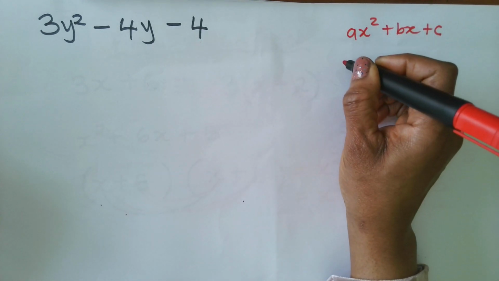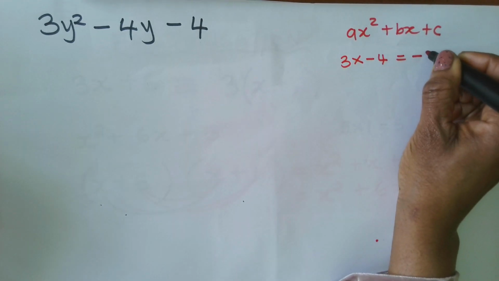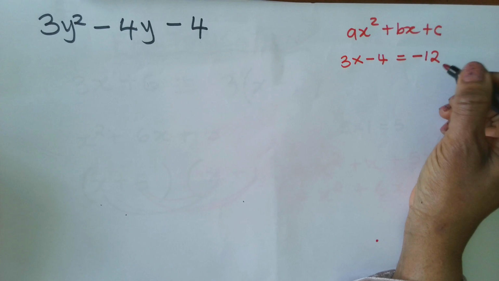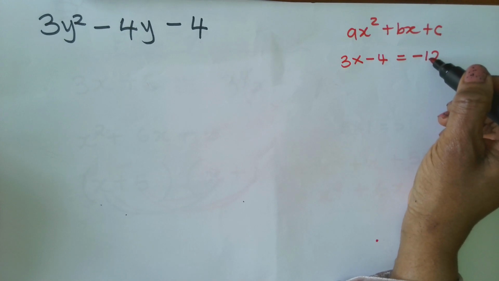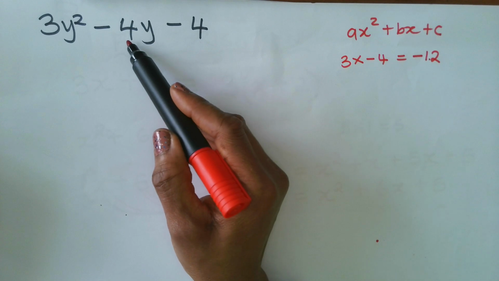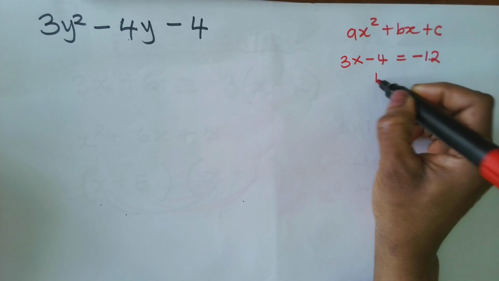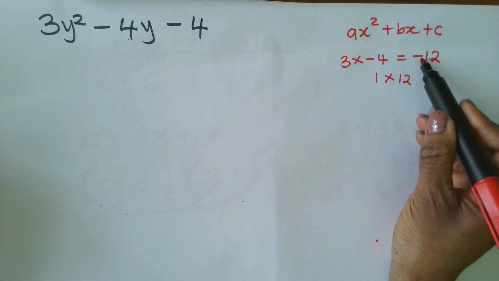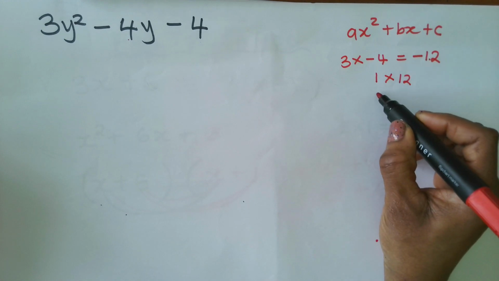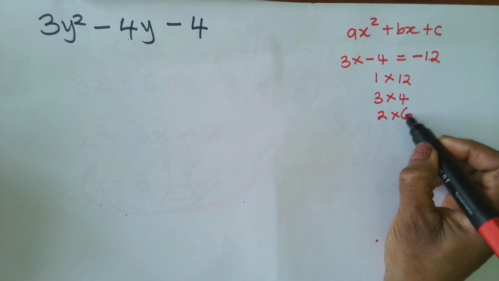So if we do that, 3 times minus 4 will give us minus 12. Now we're going to find two numbers that when we multiply will give us minus 12, and when we add or subtract will give us minus 4. Now we've got 1 and 12. I'm going to ignore the sign in front of it, and then I'll put it back. And then we've got 3 and 4, and then 2 and 6.